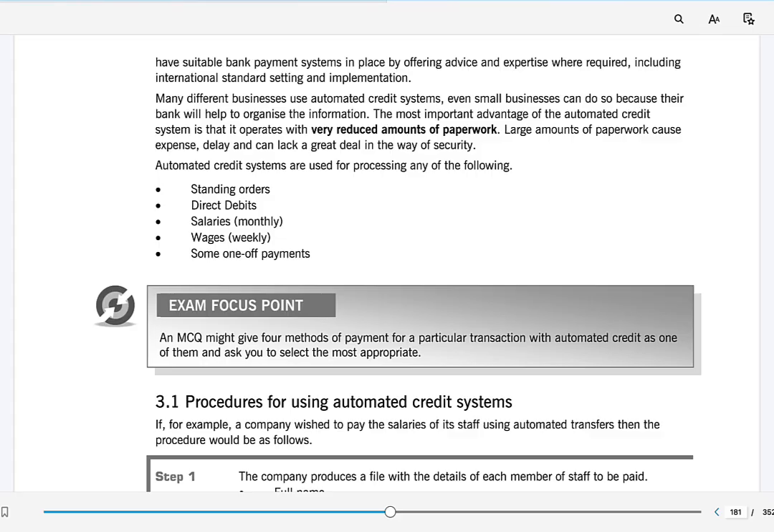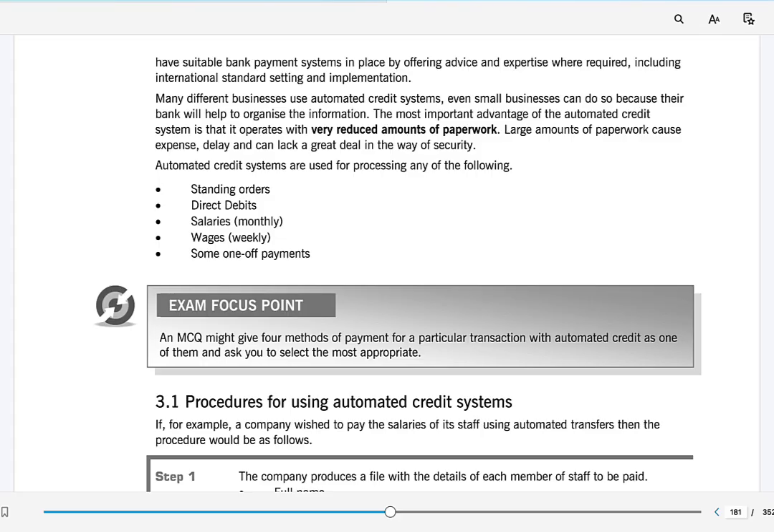Classroom summary of Lesson 3. Now let me summarize Lesson 3 in a very clear way. Lesson 3 teaches us that modern payments are often made electronically through banks. These systems are called automated credit systems. They are used because they are fast, safe, and convenient. They reduce paperwork and help businesses pay on time. Examples include standing orders, direct debits, and electronic transfers.